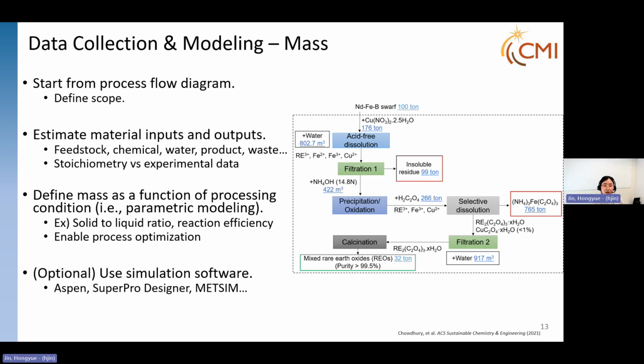And there is some simulation software available that we can purchase. Some are free to simulate the process and help us make this mass estimation more easily, such as Aspen, SuperPro Designer, MassSim. Some of these do not allow parametric modeling, and some may seem to be more of a black box, with an easier user interface but a lack of transparency.